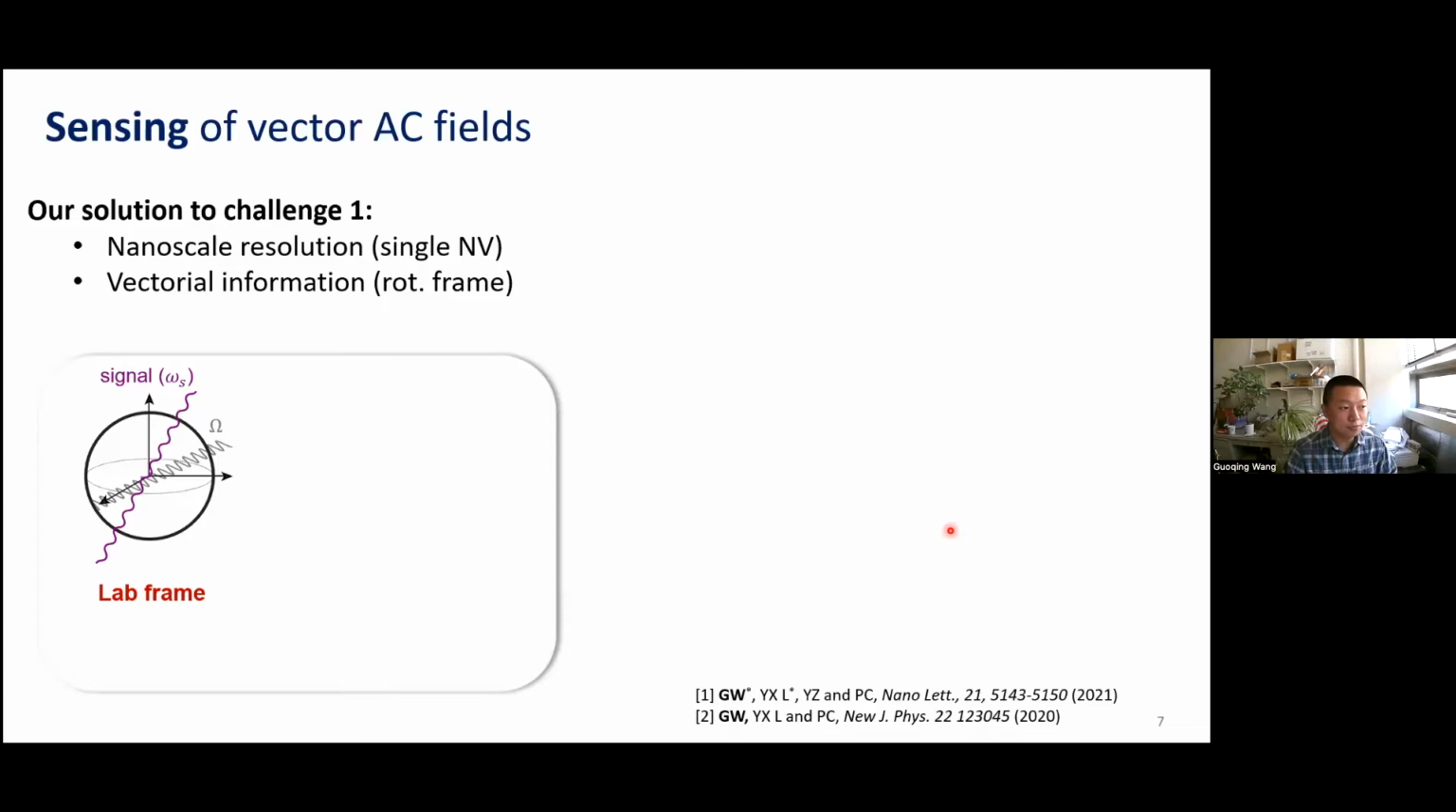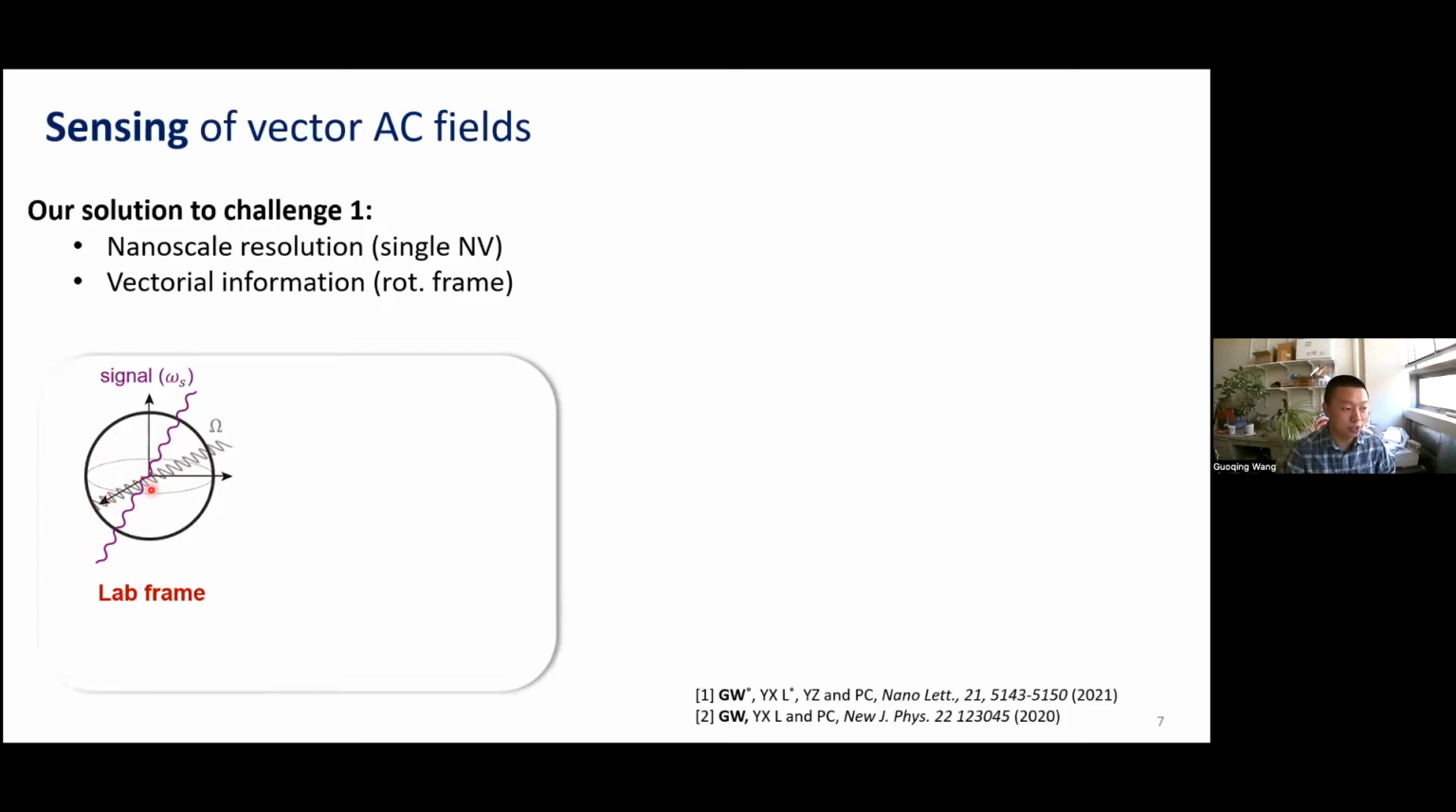To sense a vector AC field at nanoscale, we want to use a single NV center. And to use a single NV center to extract different components of the vector field, we introduce a different reference frame, which we call the rotating frame. Now in the lab frame, we have a signal field along some random direction that we want to measure, and we can apply a resonant driving along the x direction to the spin sensor.